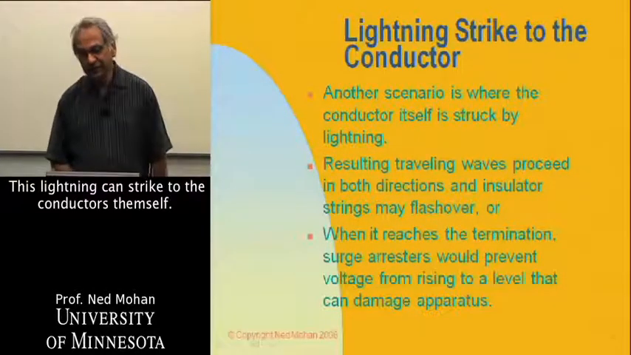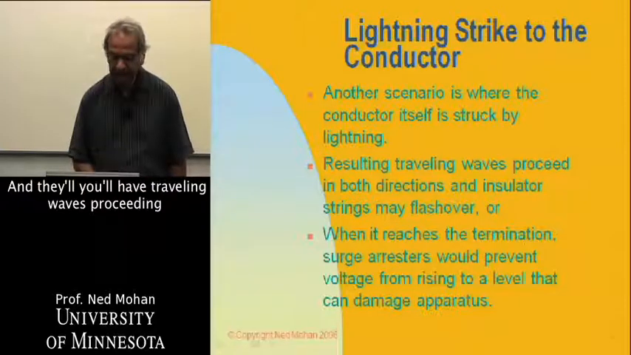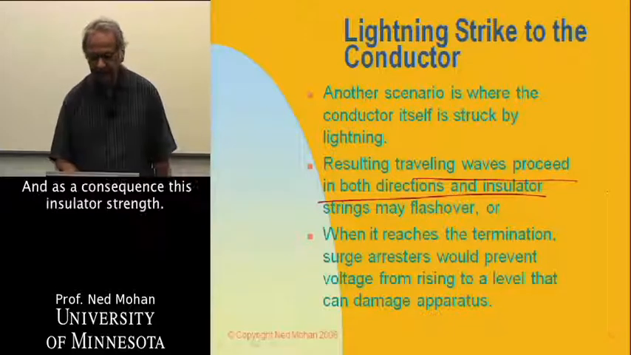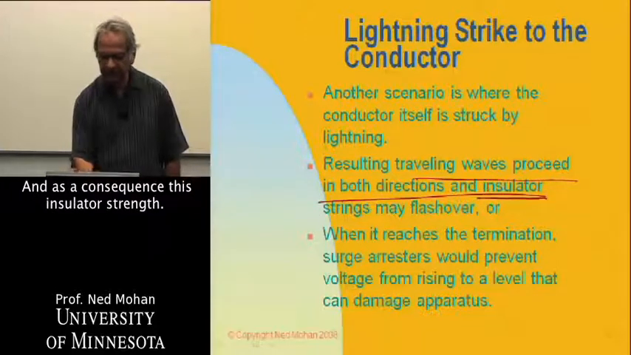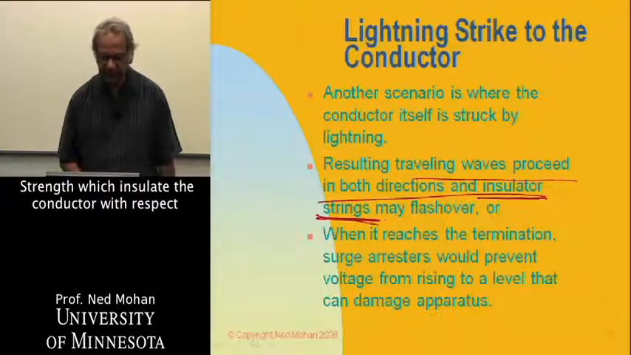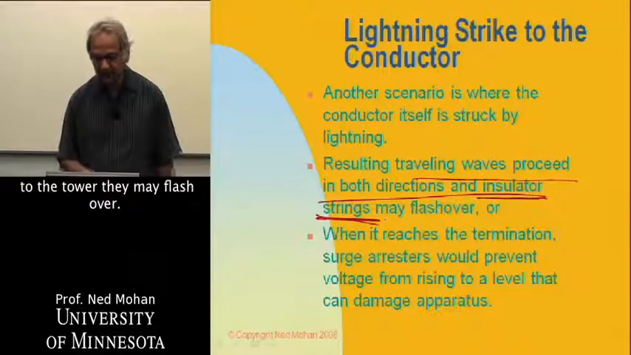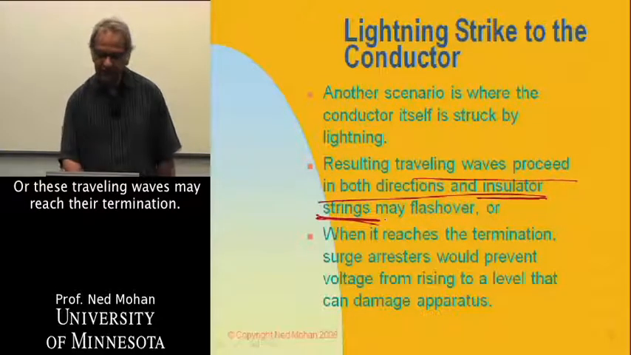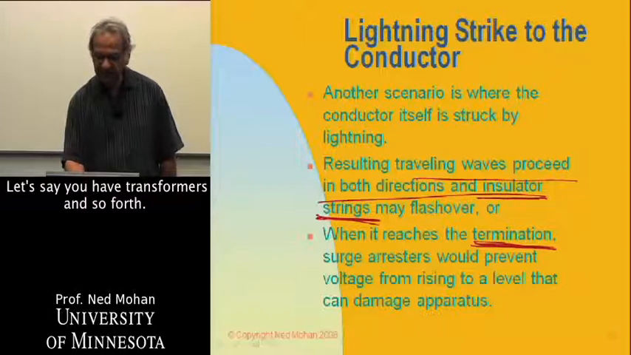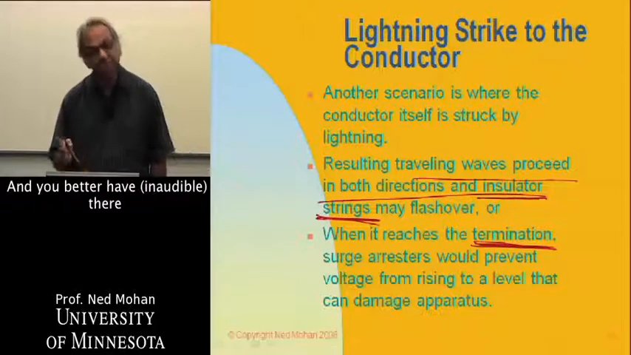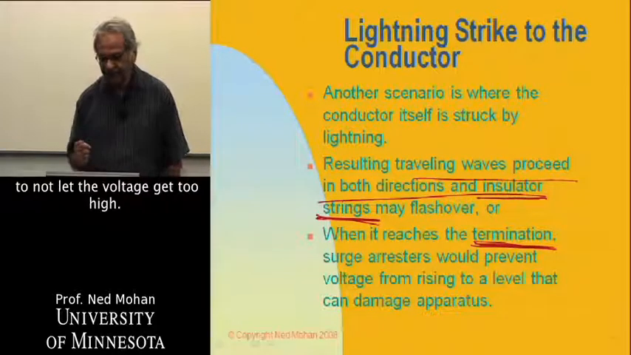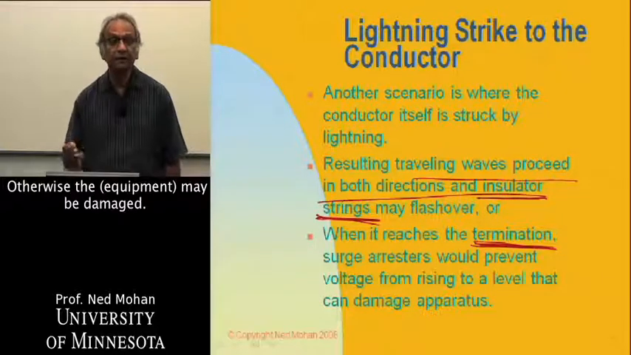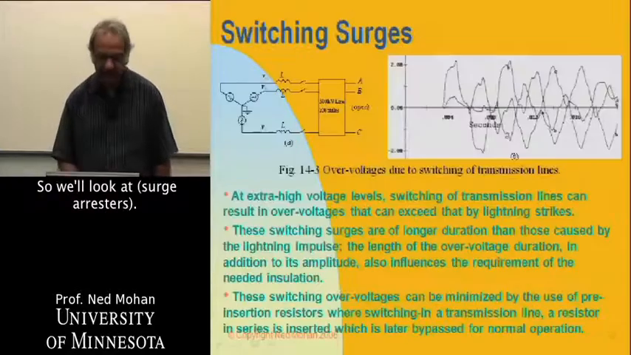Okay. This lightning can strike the conductors themselves, and then you'll have traveling waves proceeding in both directions, and as a consequence, the insulator strings, which insulate the conductors with respect to the tower, may flash over, or these traveling waves may reach the termination where, let's say, you have transformers and so forth, and you better have surge arresters there to not let the voltage get too high, otherwise the equipment may be damaged. So we'll look at surge arresters.